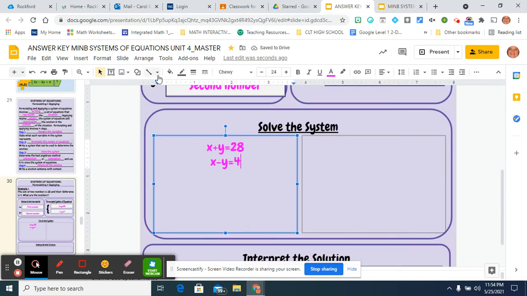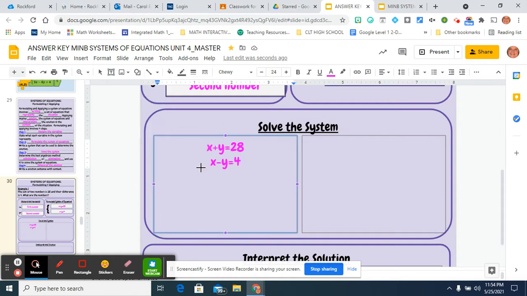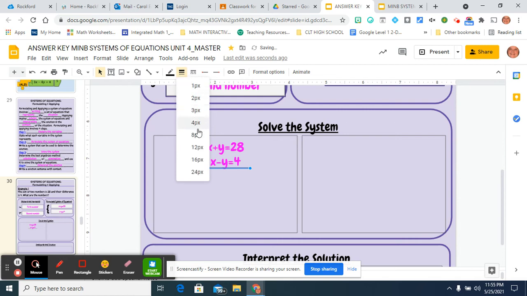Insert line right here. May not be a straight line. My TV came on for a second. Sorry about that.